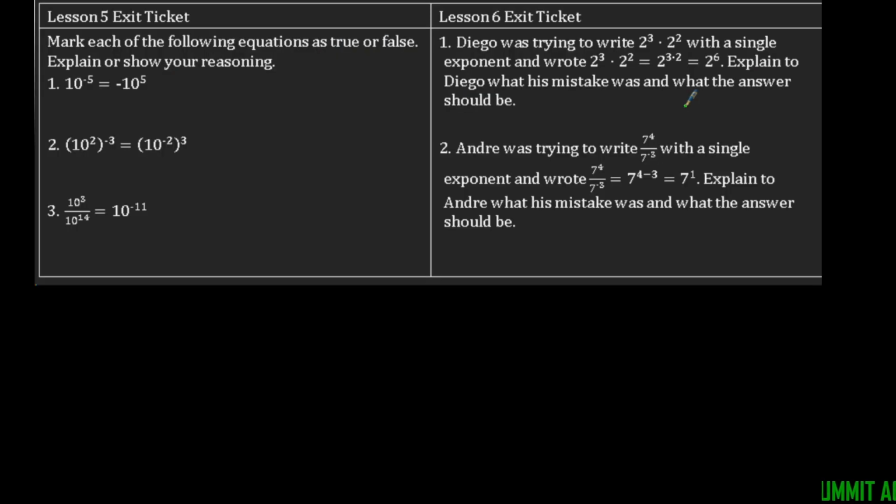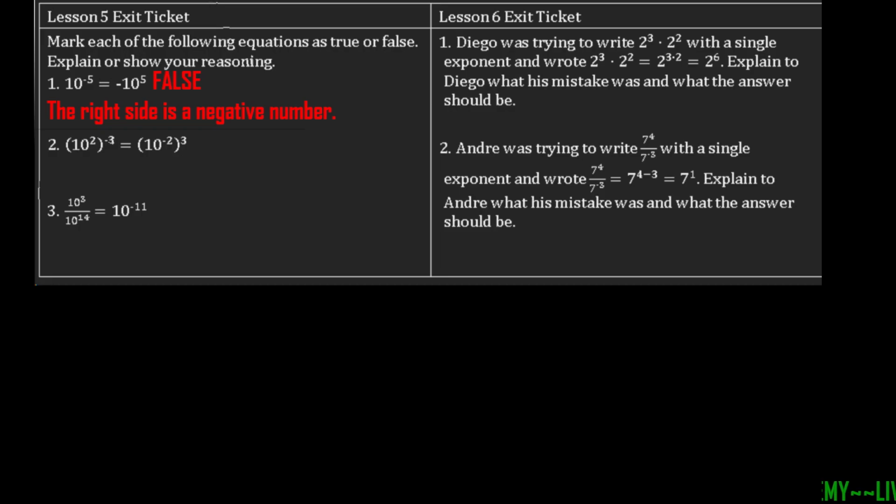Then at the bottom for those exit tickets, I'll go through them with you so that way you can see how they work. So for that lesson 5 exit ticket, it says mark each of the following equations as true or false. Explain or show your reasoning. So we're going to say that this first one is going to be false because that right side is a negative number. However, that left side is a positive number.